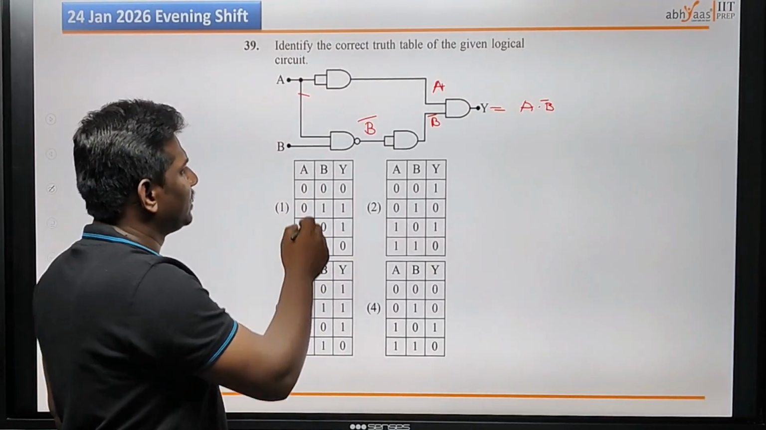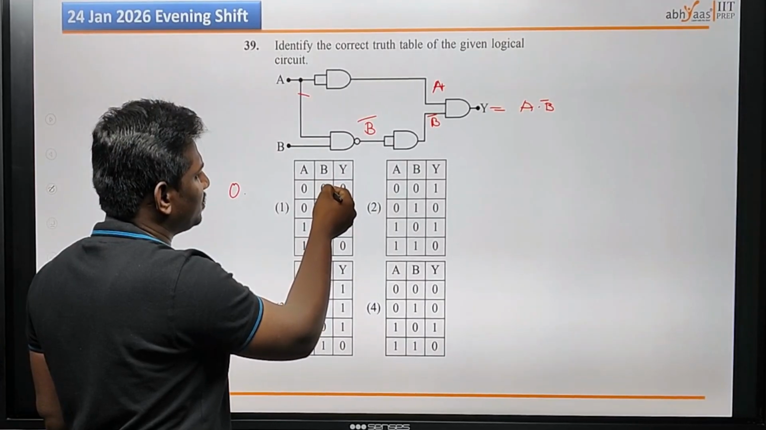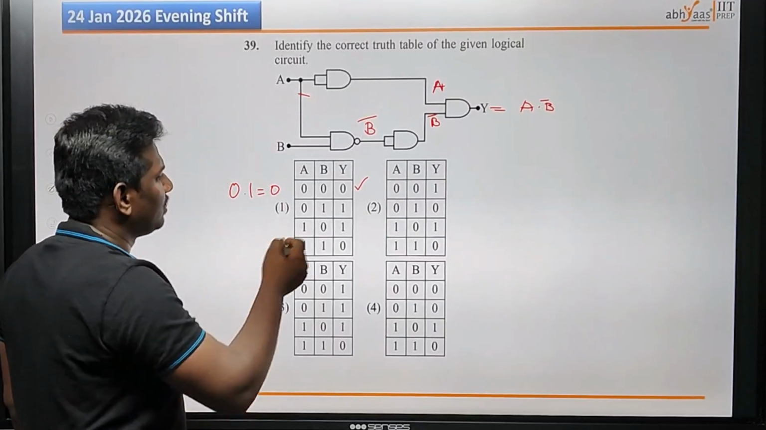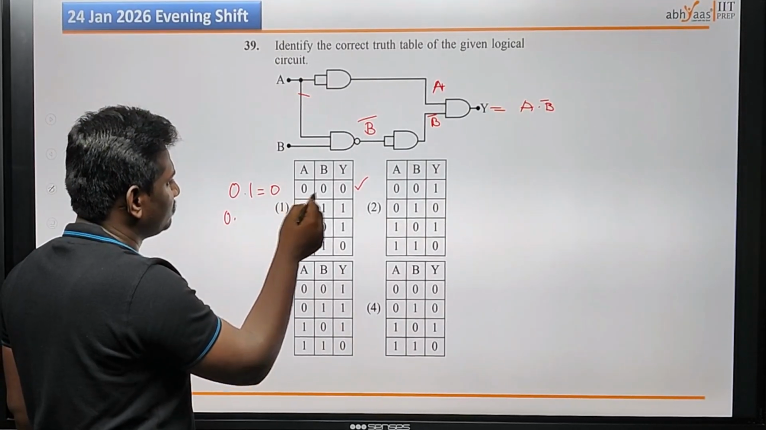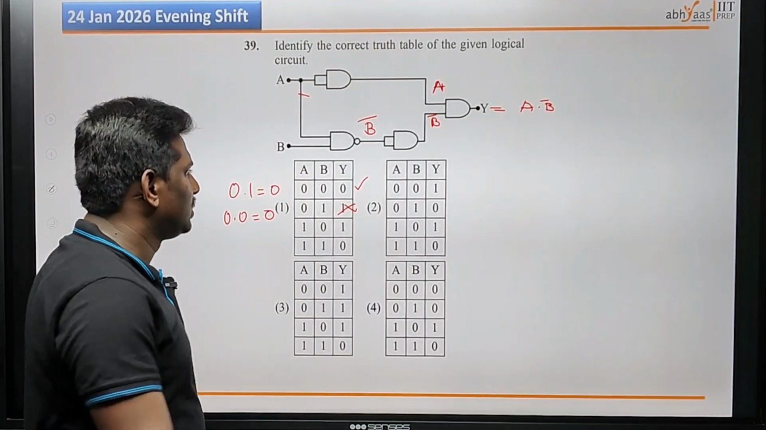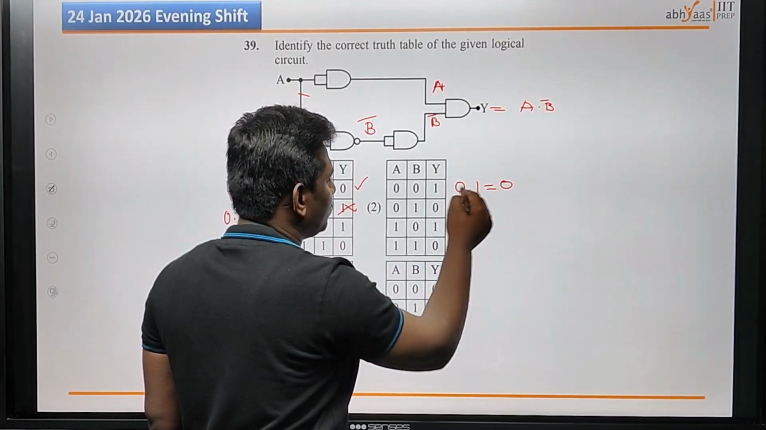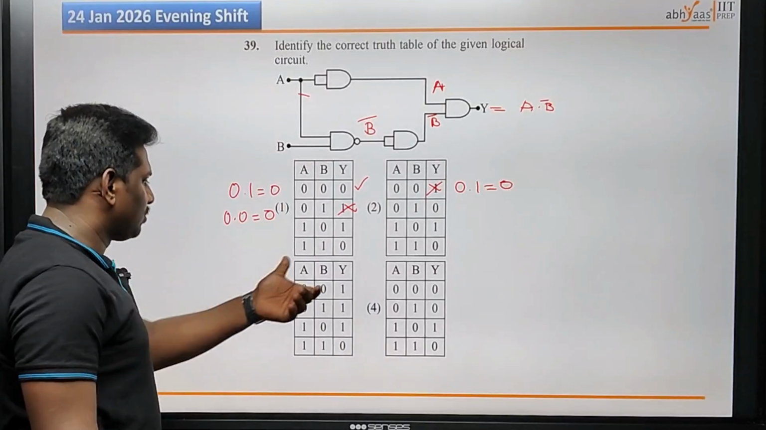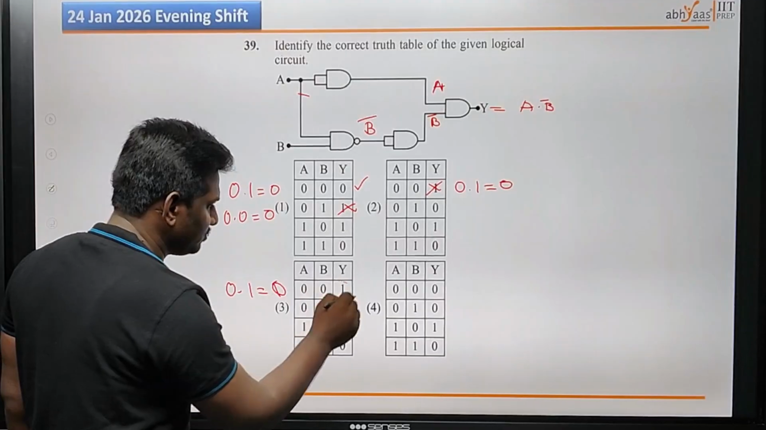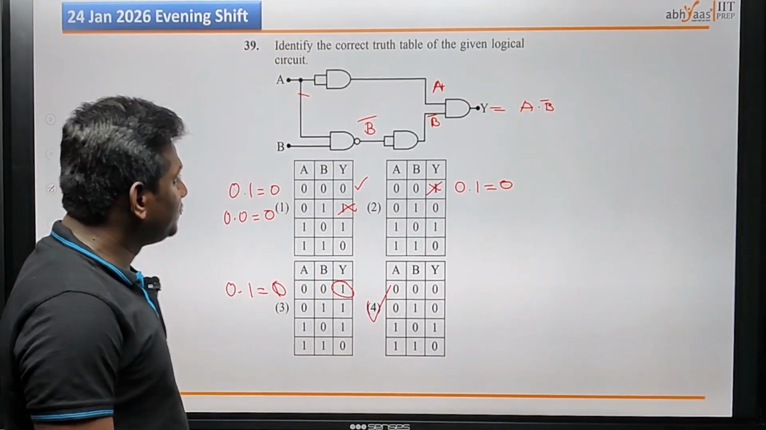Look at this one. A is 0, B is 0, so B bar is 1. You will get 0. Okay, this condition is satisfying. One more is there. 0, B bar 0, but you are getting 0, but here we are having 1. Second one: 0, 1, that is 0, but we are getting 1 here. Option 3: 0 dot 1, you are getting 0 but you are having 1. So the remaining is option 4. You can check.